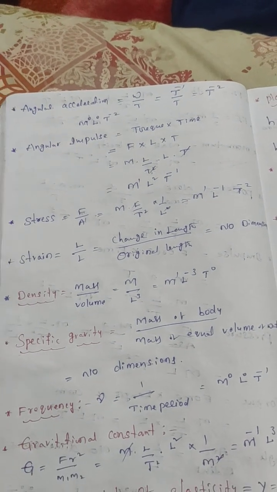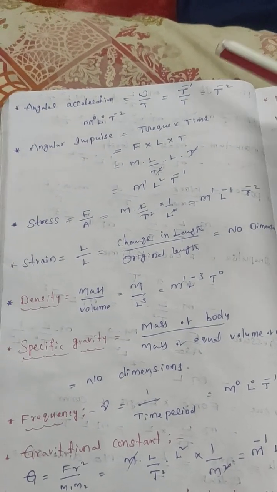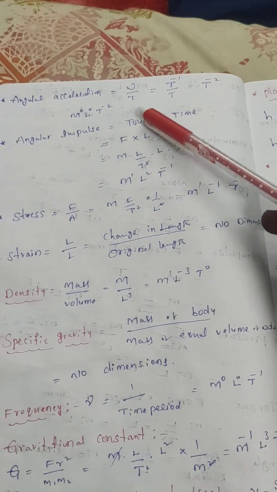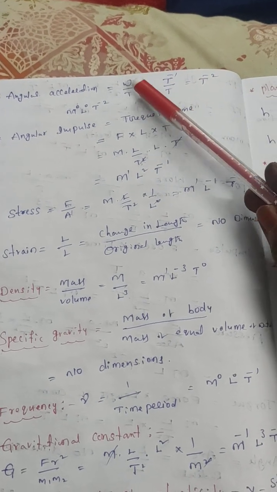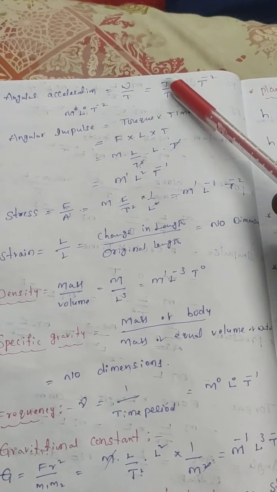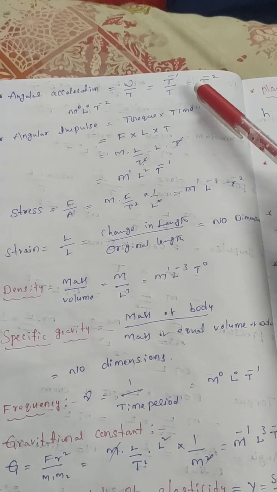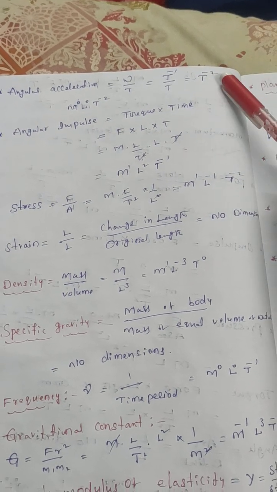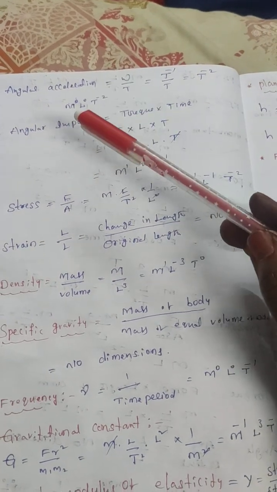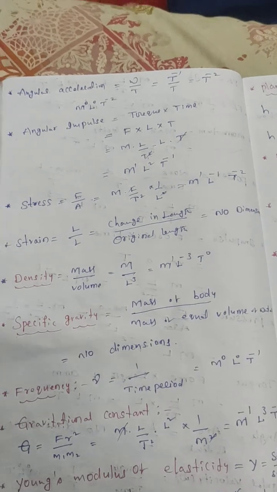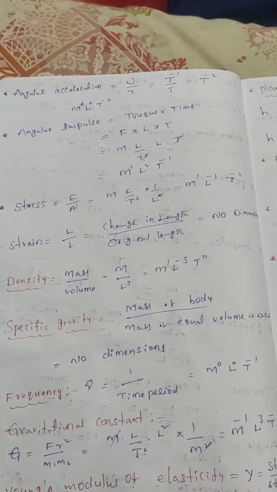Next, angular acceleration. Angular acceleration means angular velocity by time. Angular velocity is t power minus 1, divided by time gives t power minus 2. Angular acceleration is m power 0, L power 0, t power minus 2.